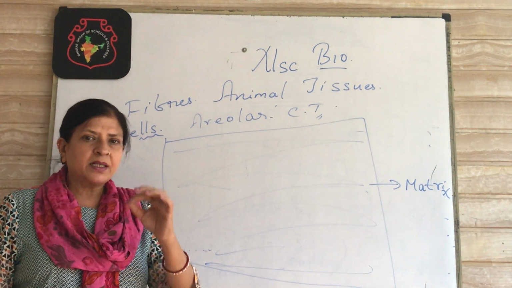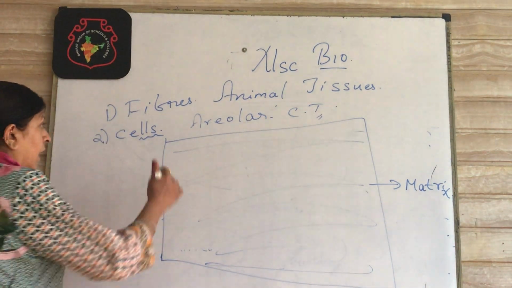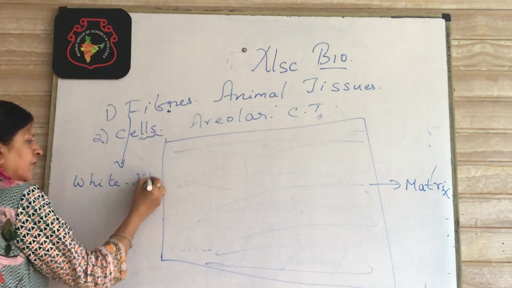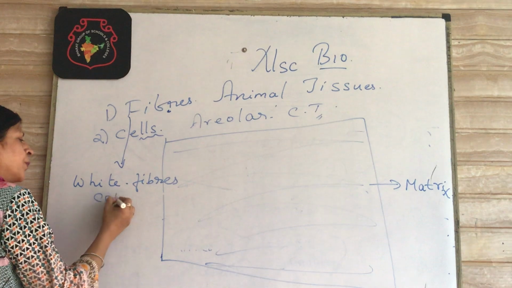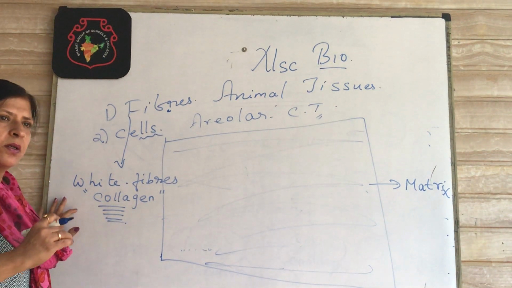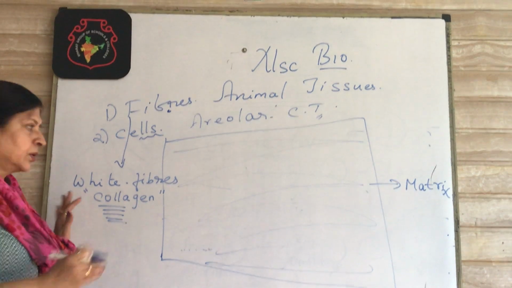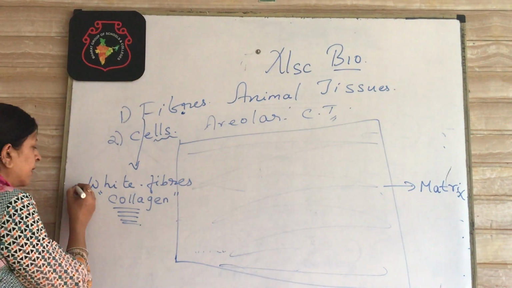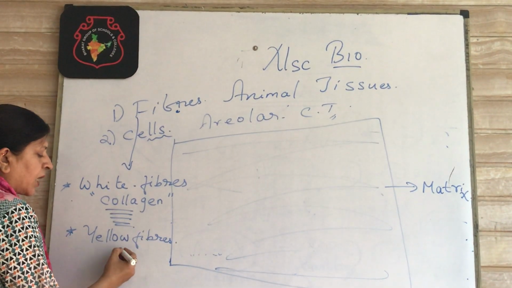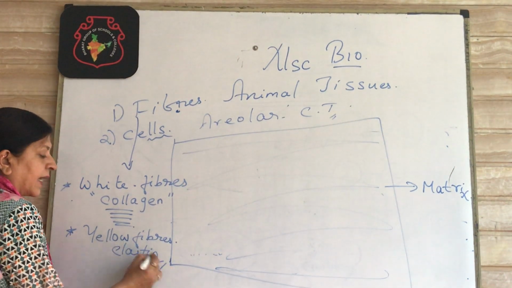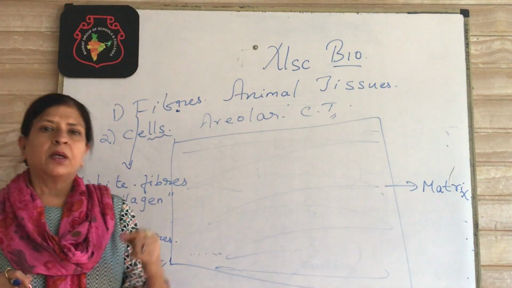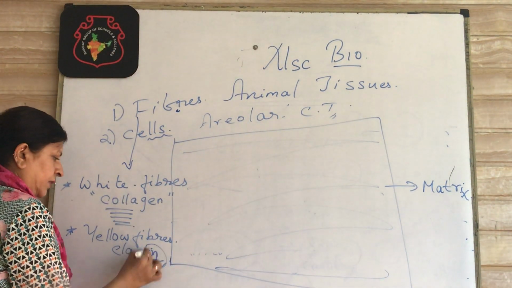If I say fibers, it means thread, dhaga. Let's talk about the fibers first. They have white fibers, which have a protein substance called collagen. Collagen gives strength and support to the tissue. And they have yellow fibers, which are made up of a protein called elastin. Remember, this is just a general instruction: anything ending in IN has to be a protein.